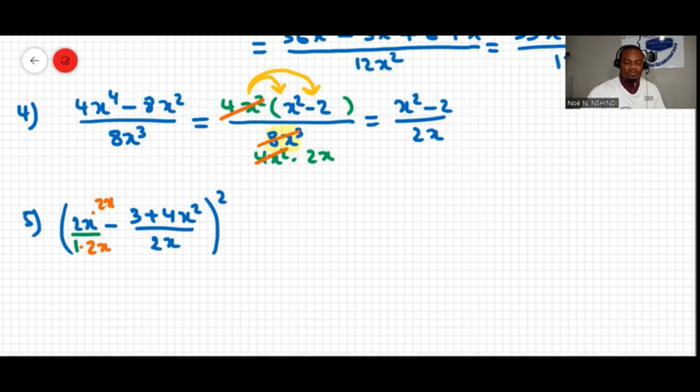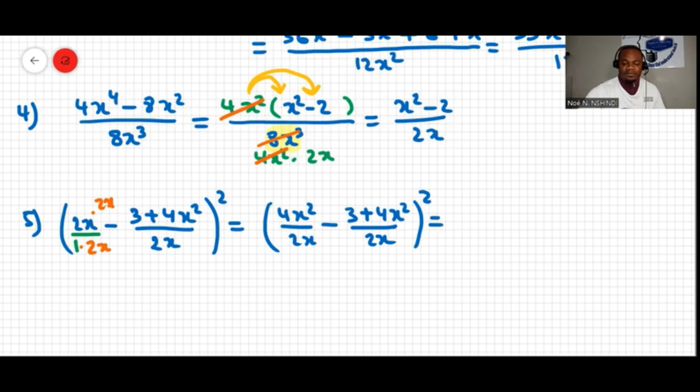So this will be 4x squared over 2x minus 3 plus 4x squared over 2x, all to the power of 2. Now that minus, that's going to be like 4x squared. Let's combine the fractions, minus 3, and then the negative sign here, we change the signs of everything. The numerator there is going to be negative 3, and then negative 4x squared, all over 2x to the power of 2.